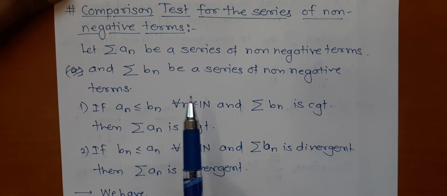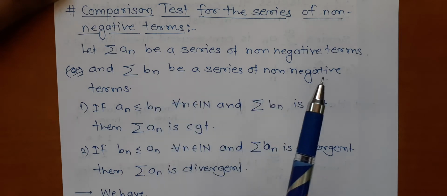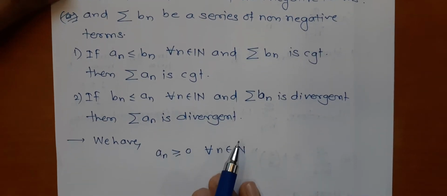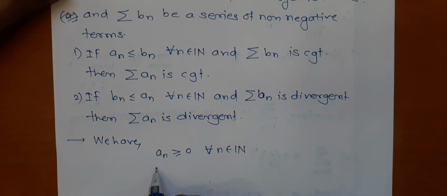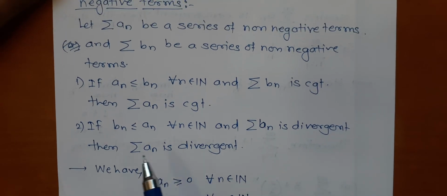Second thing: b_n is a series of non-negative terms. That means the same thing we can write for b_n also. So b_n is also greater than or equal to 0 for all n belongs to the set of natural numbers. This is the basic information provided. What is after that?